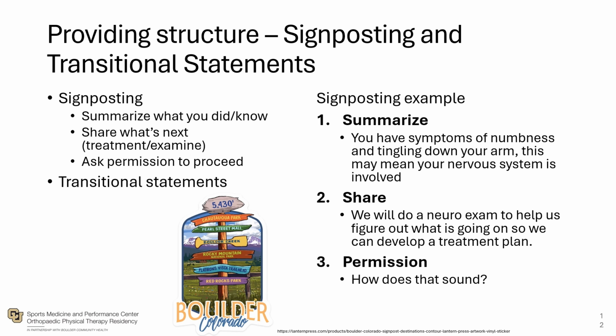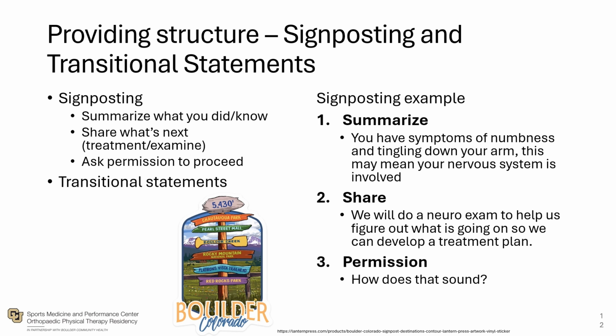Another way to provide structure in your subjective exam is signposting. Signposting summarizes what you did or what you know, kind of provides a thinking out loud, shares what's next with treatment or examination, and asks permission to proceed as well. It empowers the patient by providing them more control. Transitional statements can also be helpful with this.